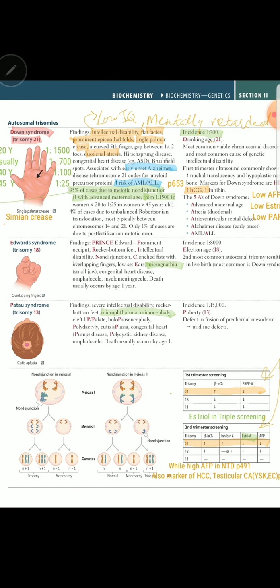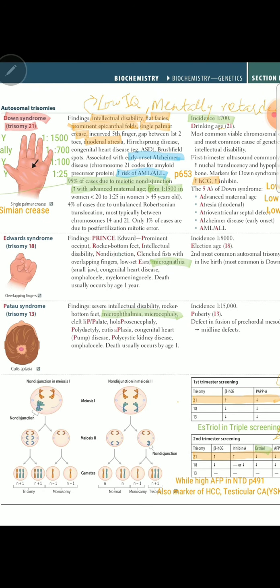Edwards syndrome, trisomy 18: micrognathia or small jaw, that is asked. Otherwise, we have prominent occiput, rocker bottom feet, intellectual disability, non-disjunction as happens in Down syndrome also, clenched fists, and low set ears. So low set ears and micrognathia are asked mostly. And in Patau syndrome, we have microphthalmia, eyes are smaller, not the jaw, and microcephaly, head is small. Conversely, there is prominent occiput in Edwards. So these two often get confused a lot.